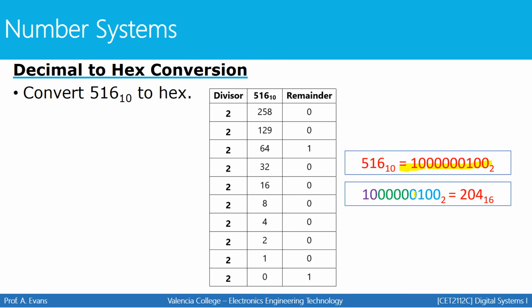So there's my groups of 4 color-coded. This represents the number 4. This represents the number 0. And this right here, if I put 2 extra zeros in front, I have the number 0010, which is the number 2. So I still get the same answer, 204 base 16.